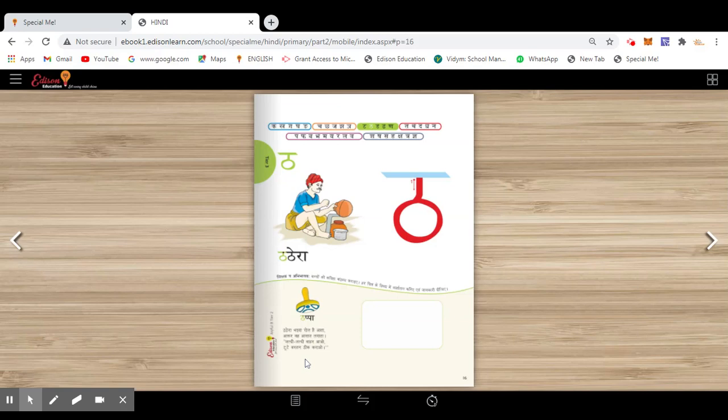So students, you have to revise the rhyme as well, right?